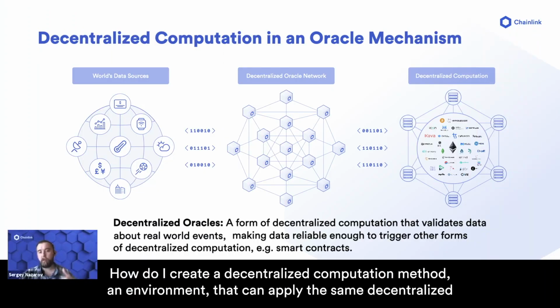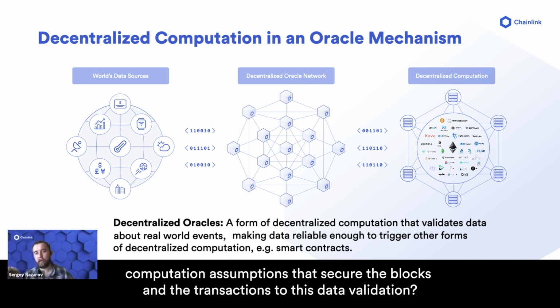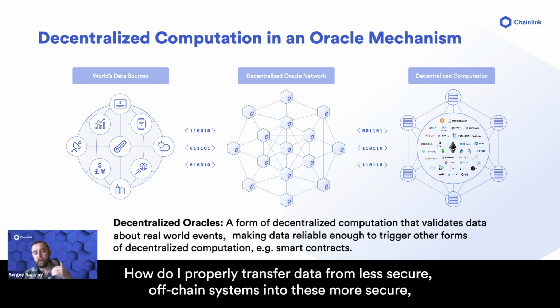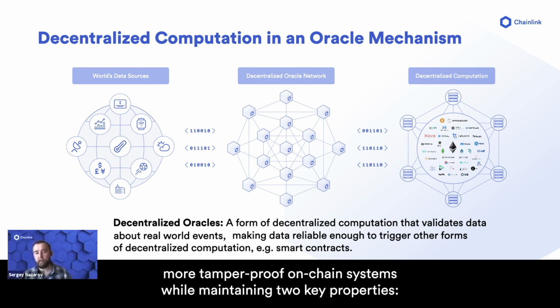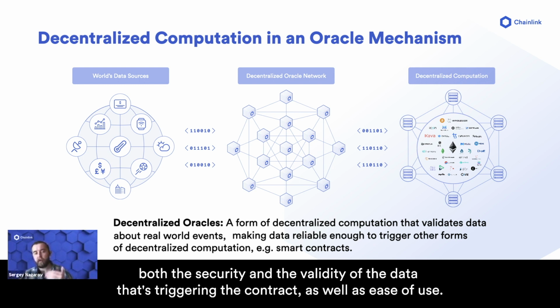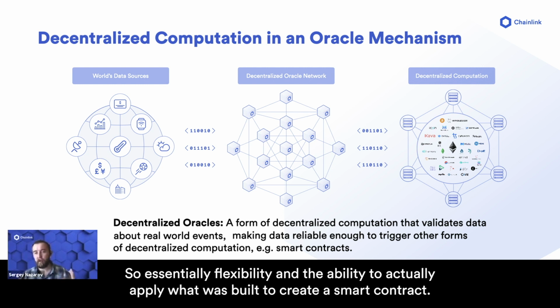How do I create a decentralized computation method and environment that can apply the same decentralized computation assumptions that secure the blocks and the transactions to this data validation? How do I properly transfer data from less secure off-chain systems into these more secure, more tamper-proof on-chain systems while maintaining two key properties: both the security and almost the validity of the data that's triggering the contract, as well as ease of use. So essentially flexibility and the ability to actually apply what was built to create a smart contract.